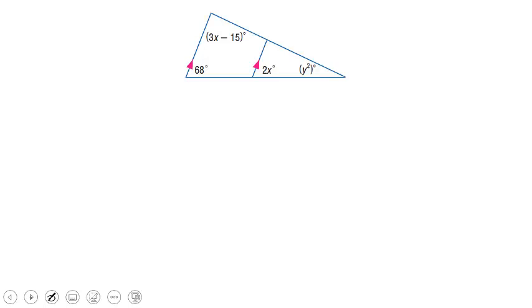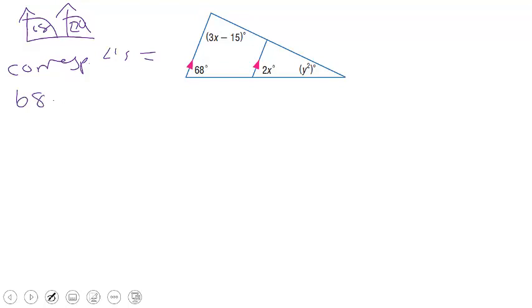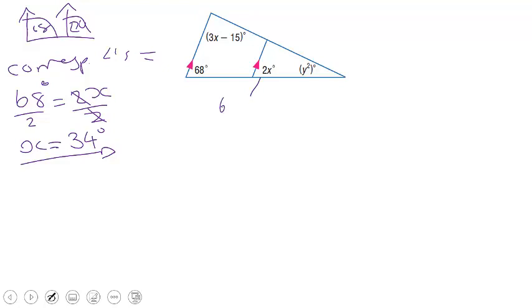Okay, the first thing that I can see is I've got 68 over here, and I've got 2x over there. These lines are parallel, so I have got corresponding angles. So the first thing I'm going to say is corresponding angles are equal to each other, which means that 68 is equal to 2x. So divide by 2, get rid of that. x is going to be equal to 6 divided by 2 is 3, 8 divided by 2 is 4. 34 degrees for x. So I've got x. So this angle here is equal to, what did we say? 68 degrees.